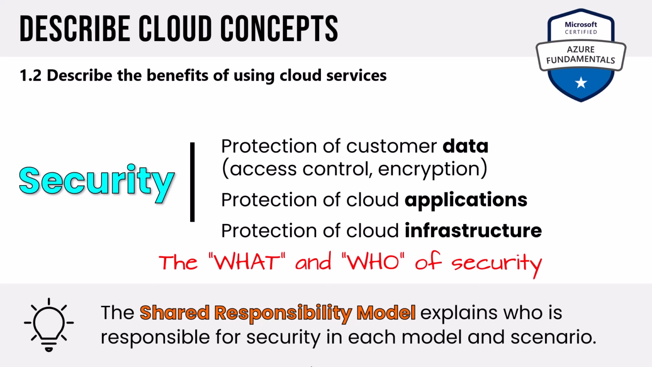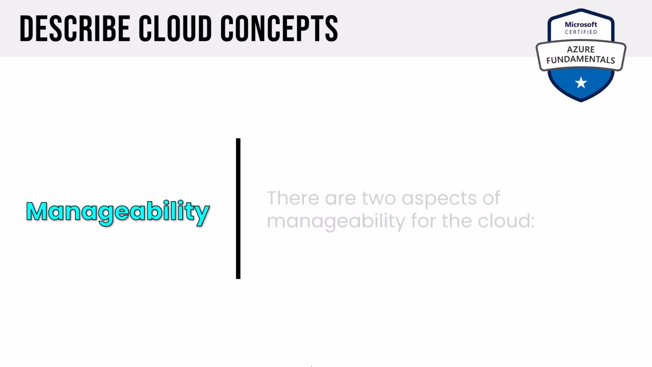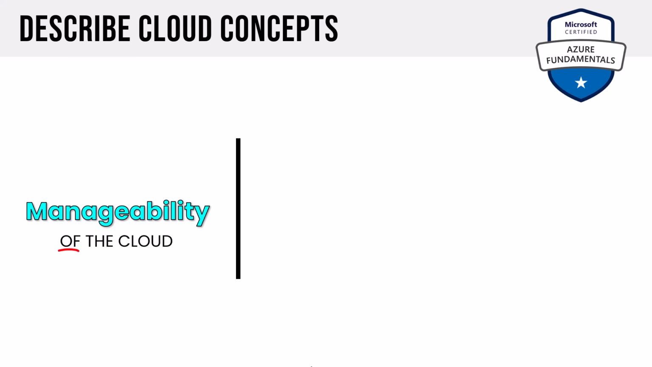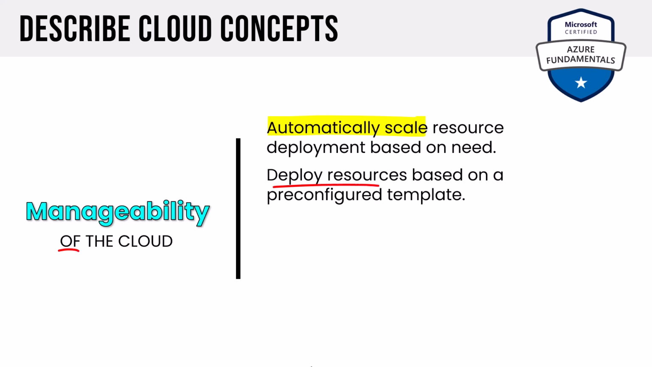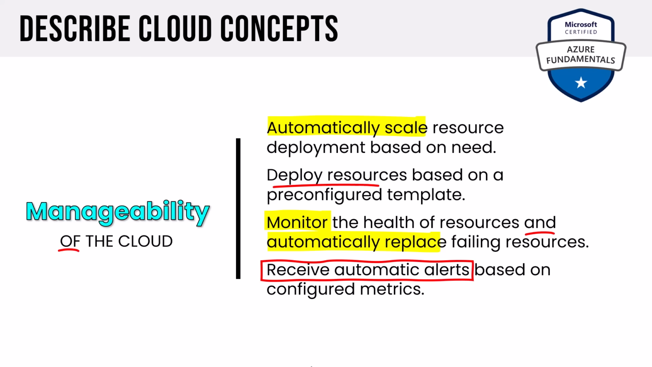And then to wrap up section 1.2, let's talk about manageability. When it comes to manageability, there are two aspects of manageability for the cloud in the Microsoft story, and it's really about the what and the how. So when we think about manageability of the cloud, there's automatically scaling resource deployments based on need, deploying resources based on a pre-configured template, which makes manageability easier. We can consistently deploy. We can then monitor the health of resources and automatically replace failing resources, but also receive automatic alerts based on pre-configured templates. That really answers the what.